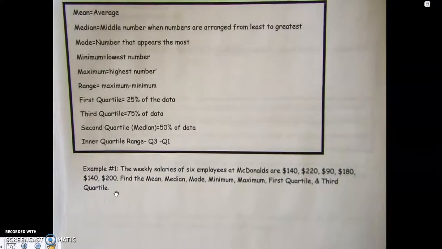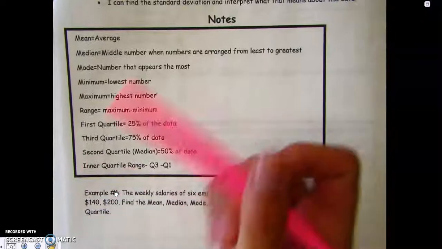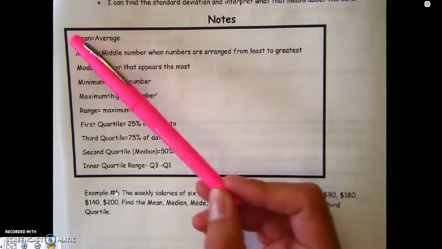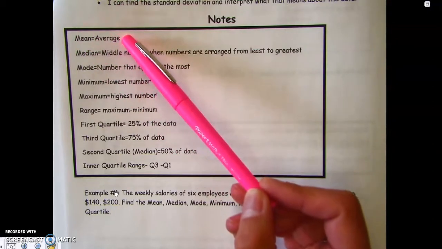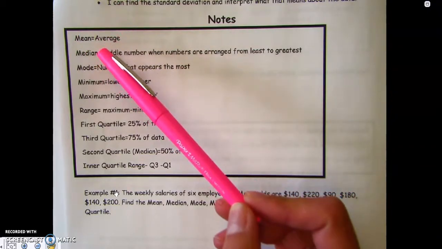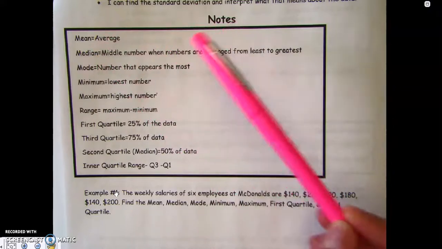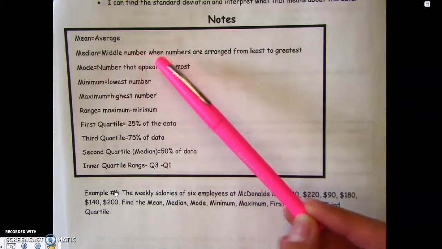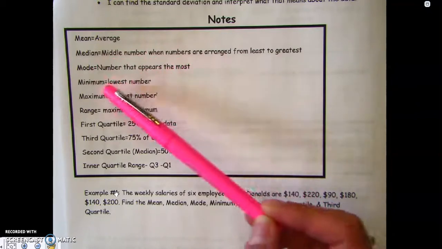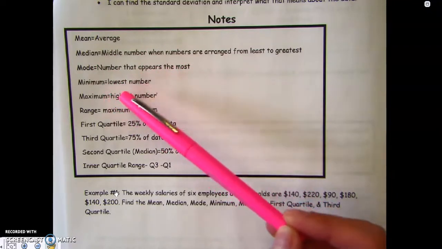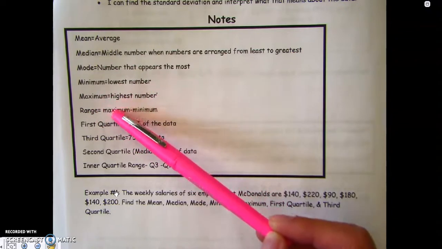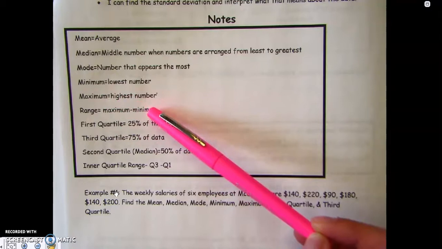So some of the important vocabulary or terms is the mean, and that means it's the average, so averaging numbers. The median is the middle number when the numbers are arranged from least to greatest. The mode is a number that appears the most. The minimum is the lowest number. The maximum is the highest number. The range is whatever the maximum number is minus the minimum number.